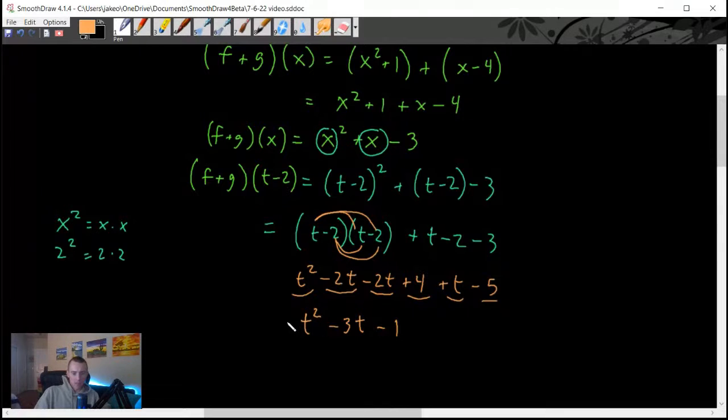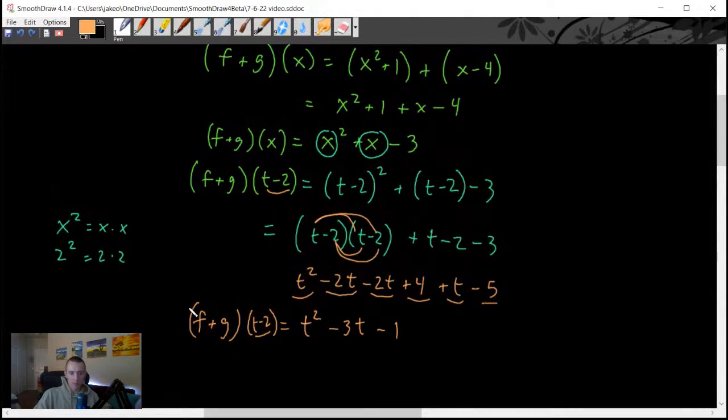So now this is the entire (f + g) of (t - 2), and this is as simplified as it's going to get. Notice it is kind of weird. The thing that we were plugging into f plus g has a t in it. So our final answer isn't just a number, because we weren't plugging a number into our function. We just basically have some different function that's a function of t instead of a function of x. So a little bit odd there, but that's as simplified as it's going to get, and that's going to be our answer.